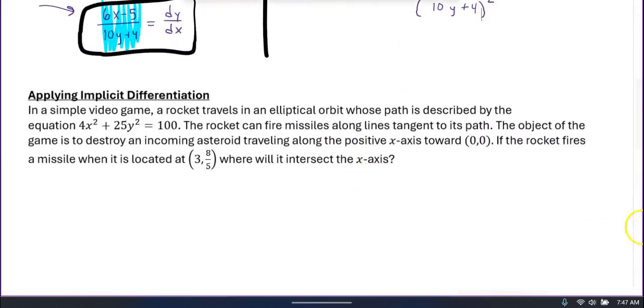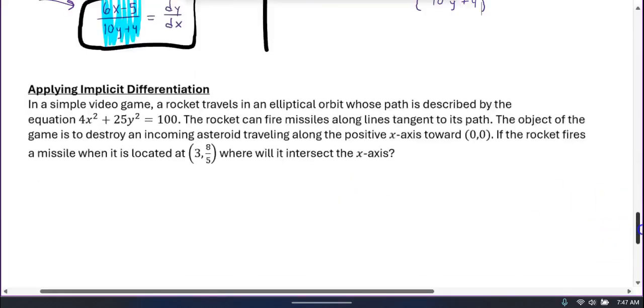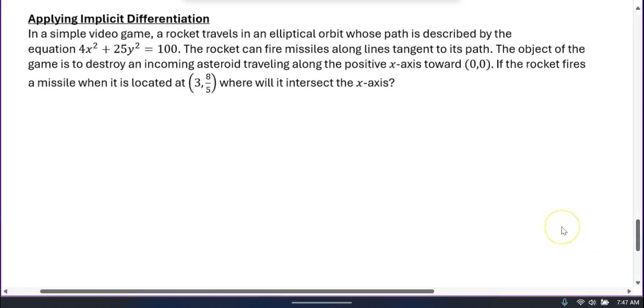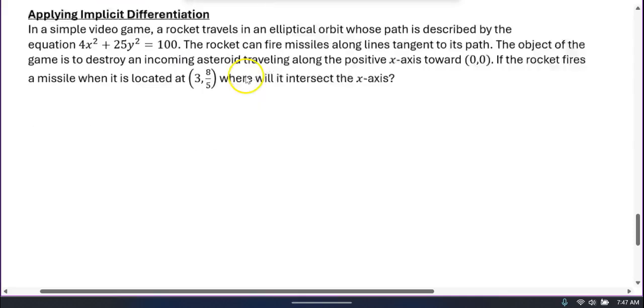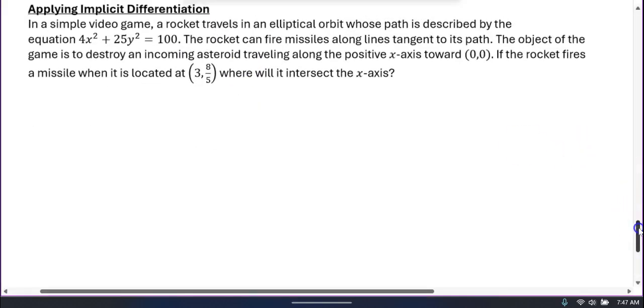Okay, so let's apply this to a problem, which is our last problem. It says, in a simple video game, a rocket travels in an elliptical orbit whose path is described by the equation 4x squared plus 25y squared equals 100. You might remember how to work with ellipses from before, and you may not, but an ellipse acts like an oval, right? So we have that going on. If you wanted to get a pretty good picture of this graph, then you can use Desmos.